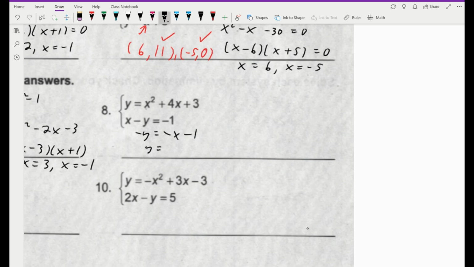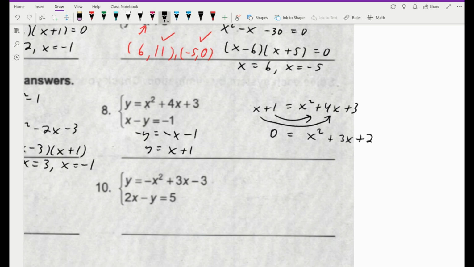Divide by negative 1, and we get x plus 1. We would do y equals y. So x plus 1 is equal to x squared plus 4x plus 3. Subtract the 1 over here and the x over here. So we'll get x squared. If we subtract the x from 4x, we'll get 3x. If we subtract the 1 from 3, we'll get a plus 2.